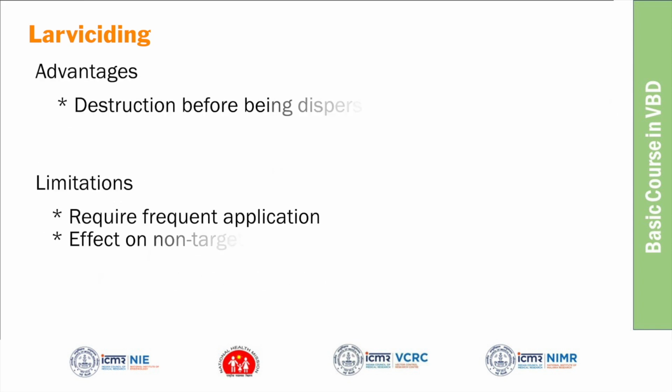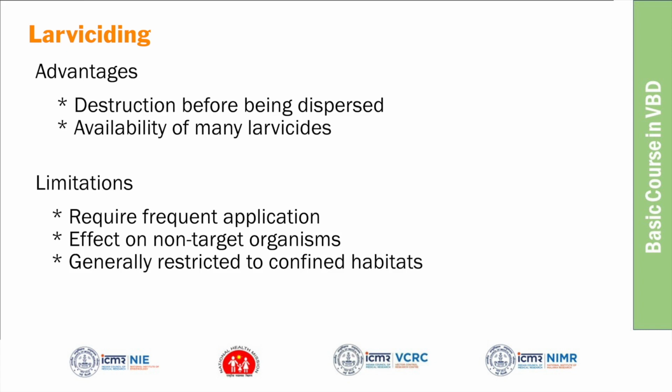So what are the advantages of larviciding? Destruction before emergence, that means you are killing the target vector before it emerges. There is availability of many larvicides; you have a lot of larvicidal formulations. What is the limitation? Advantages you have seen. What are the disadvantages? It requires frequent application. In the program they apply it weekly, once a week. So that is frequent application, and operational cost is more.